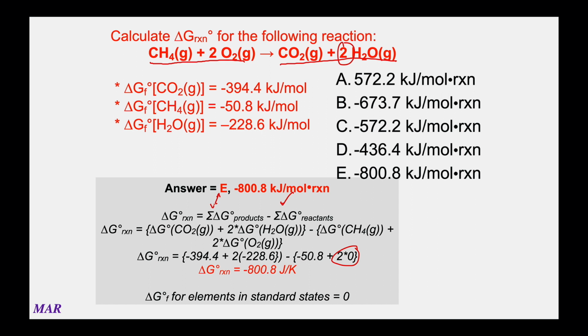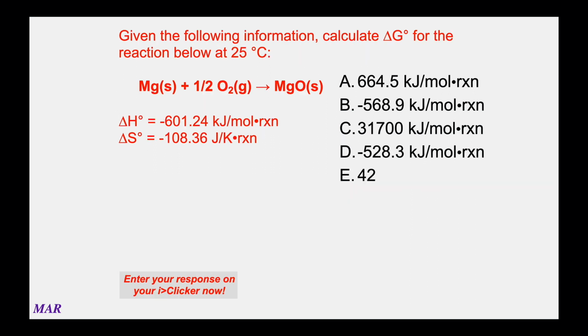Oh, chemistry. Here's a reaction where magnesium is reacting with oxygen to make magnesium oxide. And given the information below, I'd like you to calculate delta G for this reaction. Delta H and delta S are listed. So use that information, see if you can figure out what the answer is. I recommend pausing the video. When you want to talk about the answer, unpause it and we'll talk about it. Pause the video now.